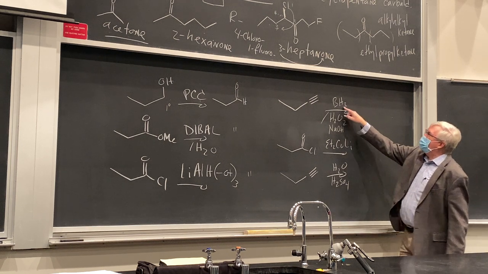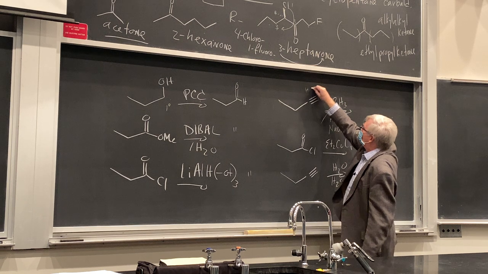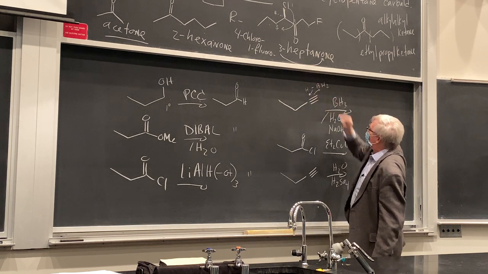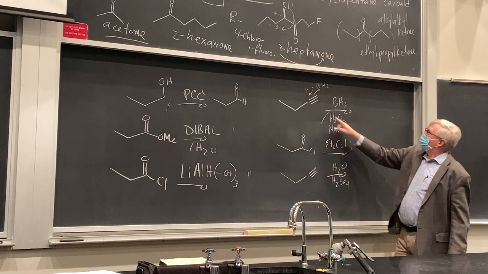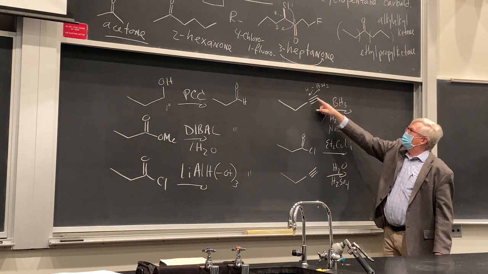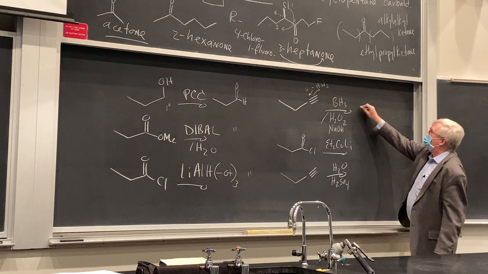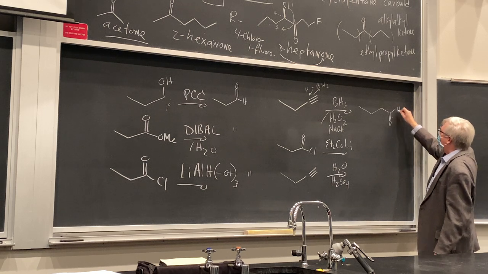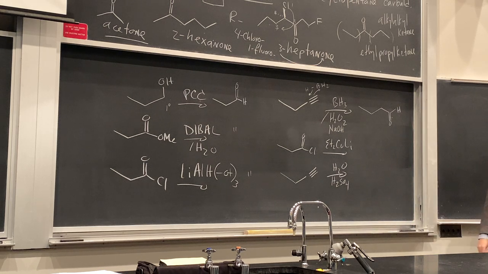Let's see, borane, and we're going to hydroborate, putting the boron on the end. So I'll get you started here with a little guess. And then we're going to oxidize the vinyl boron to a vinyl alcohol, and then it's going to tautomerize. And what's it going to tautomerize to? Oh, look at that, another aldehyde.